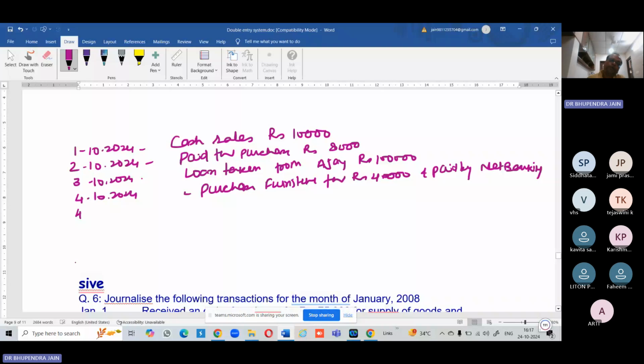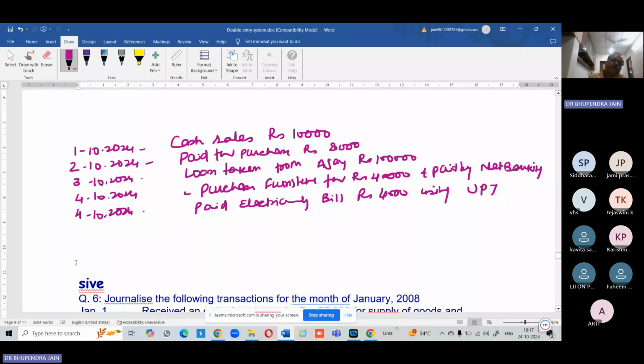On 4th October 2024, paid electricity bill rupees 4,000 using UPI.